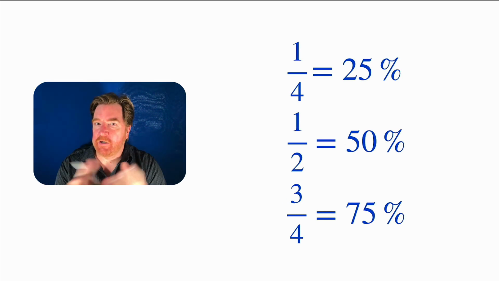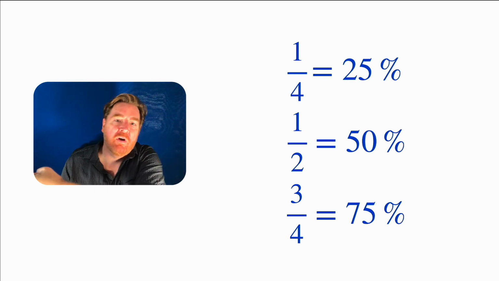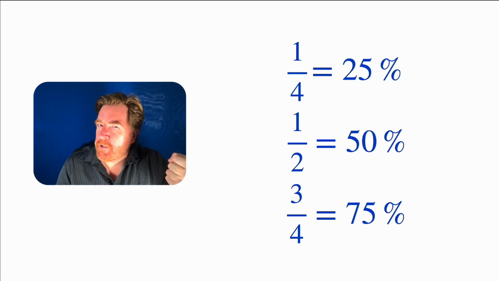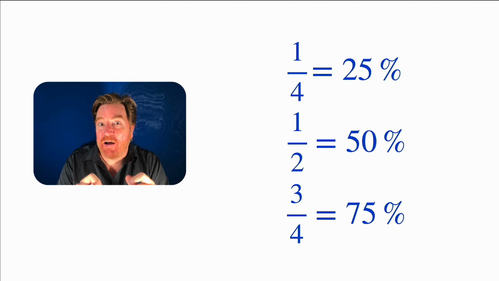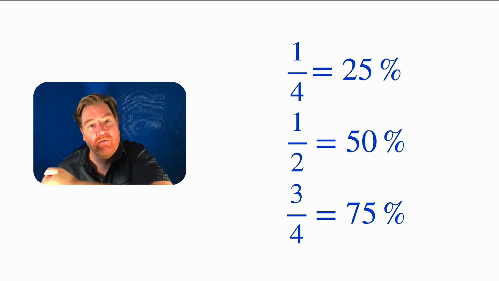So the big deal here is to simplify a fraction, you factor out a 1. And to anti-simplify a fraction, you multiply in a 1.